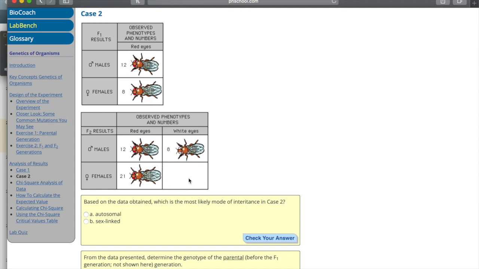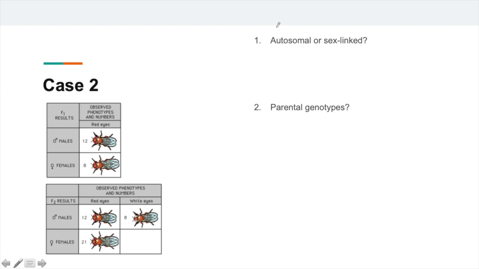So I'm going to take a second and write this out for you. The first question was asking us if the cross is autosomal or sex-linked. So let's take a look at this here. If the cross were autosomal, odds are we would probably have a relatively even distribution between males and females in the F2 generation. And as we can see right here, we have 21 females with red eyes, and then for males, we have 12 with red eyes and 8 with white eyes. So that's already kind of pushing us away from this autosomal assumption.